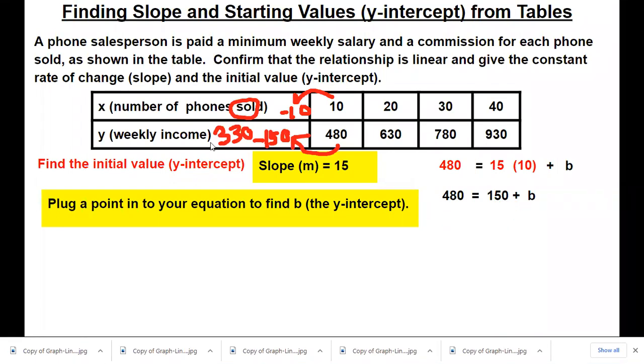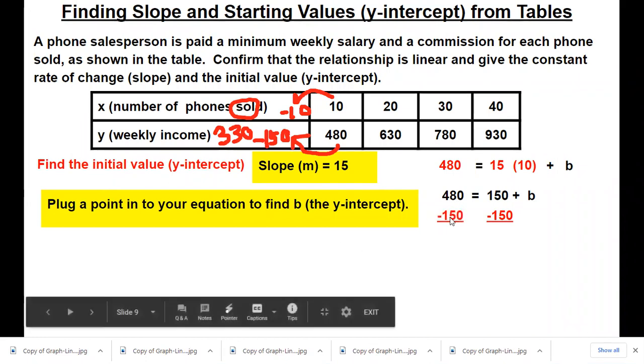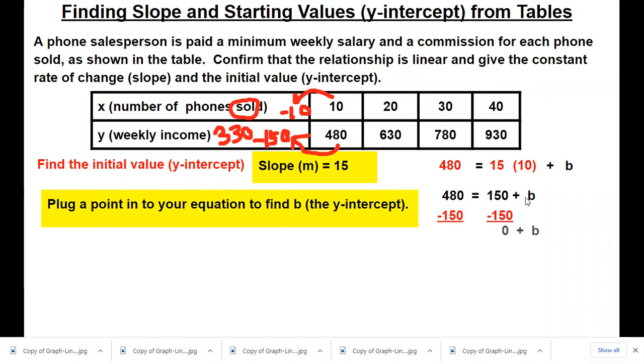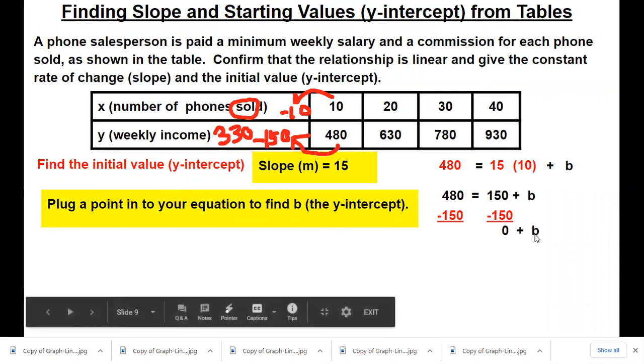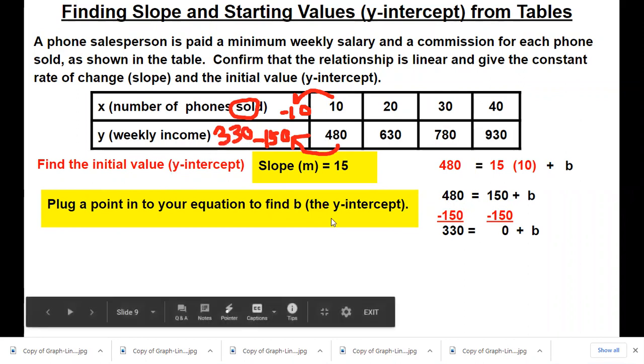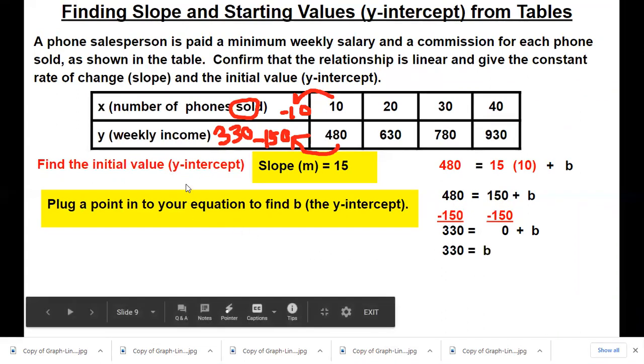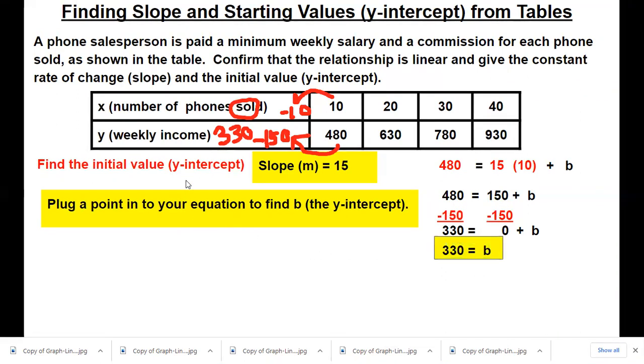So on minus 150, we're also going to minus 150 here. We do that, this becomes 0, and we have b on this side. What do we have on this side? 480 minus 150 is 330. Notice how that's the same as what I did up here. I subtracted 150 from 480, and I got 330. Okay, now that's b. So b is equal to 330. So that is our y-intercept.